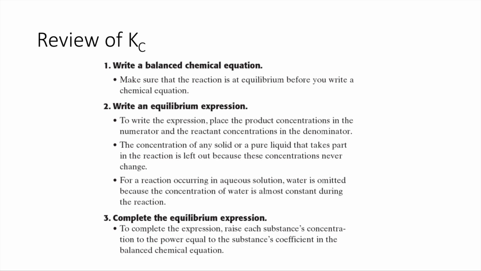So a little review here. You first want to write a balanced chemical equation. Make sure the reaction is at equilibrium and balanced before you write the expression, because if it doesn't balance, it throws everything else off. Second step, write an equilibrium expression. To write the expression, place the product concentrations in the numerator and the reactant concentrations in the denominator. In other words, your products go on top, your reactants go on the bottom.